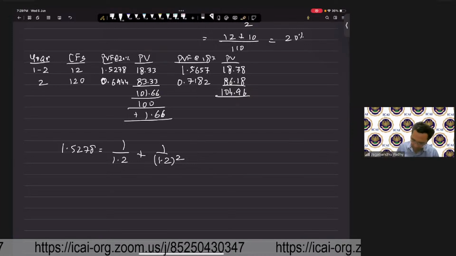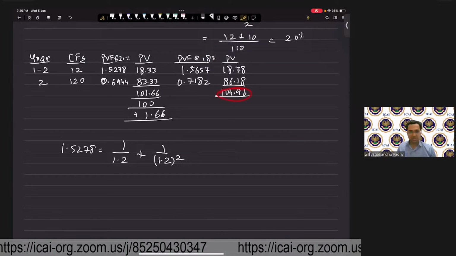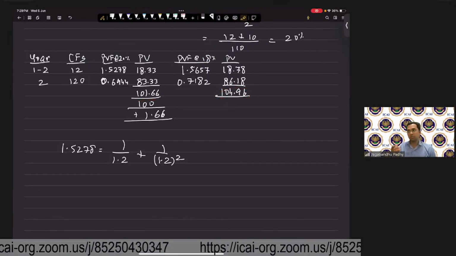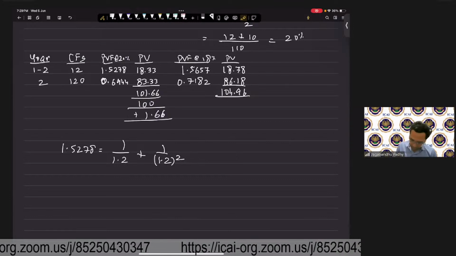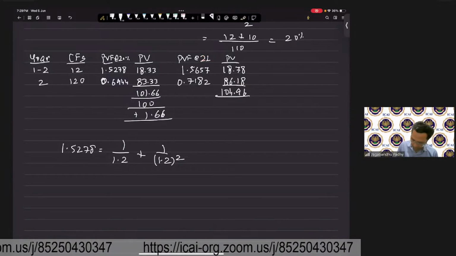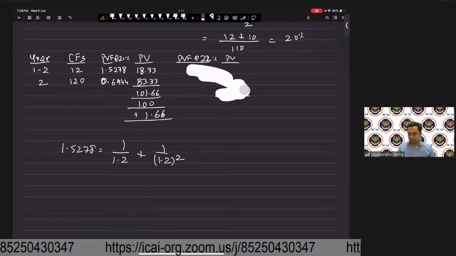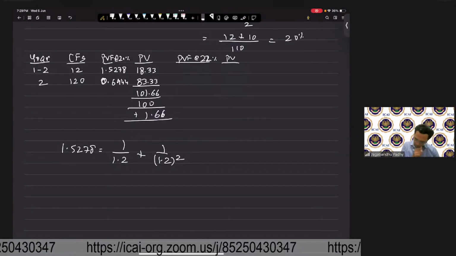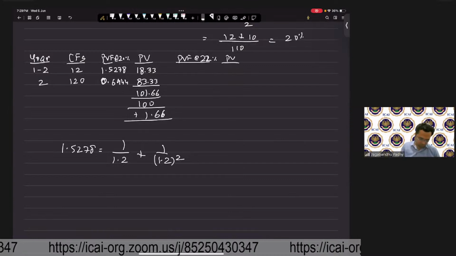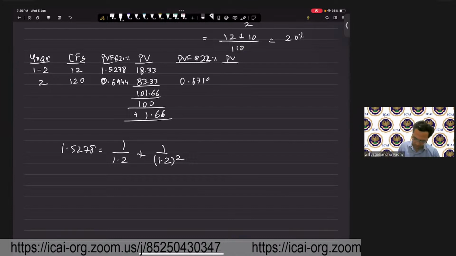So we observe that when we take 18% as a discounting rate, we're not getting the value as 100. Rather, it is going above 101.60. We want the value to be nearer to 100. So we are going to discount this at, let's say, 22%. If we do it at 22%, 1 divided by 1.22. For the second year, the PV factor is 0.6719.